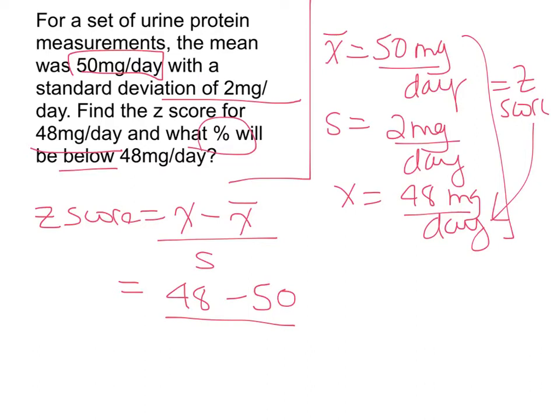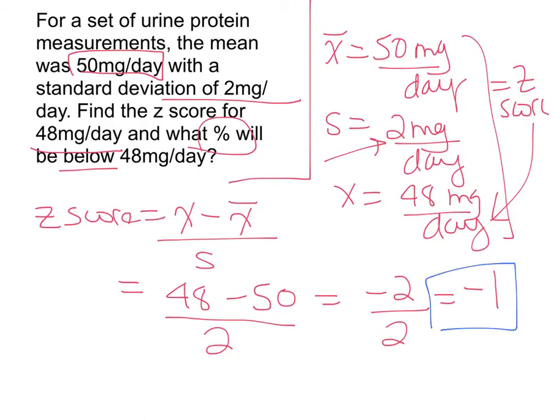We're going to divide that by the standard deviation, which was given to us as 2. So 48 minus 50 is equal to negative 2. We're going to divide that by 2, and that gives us a score of negative 1. So the z-score is equal to negative 1.